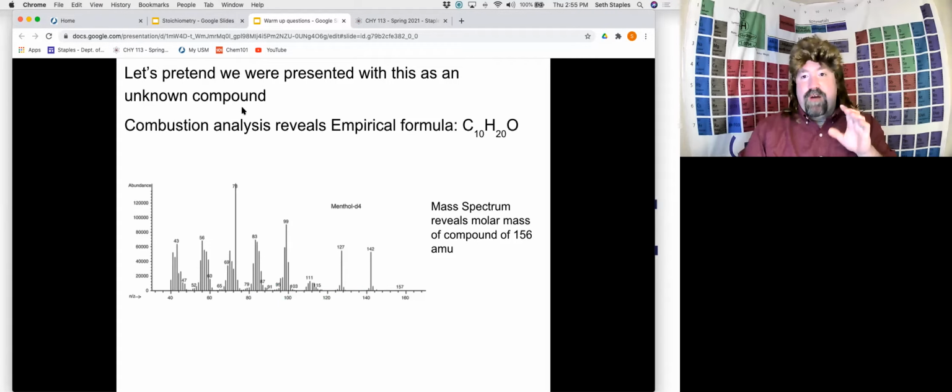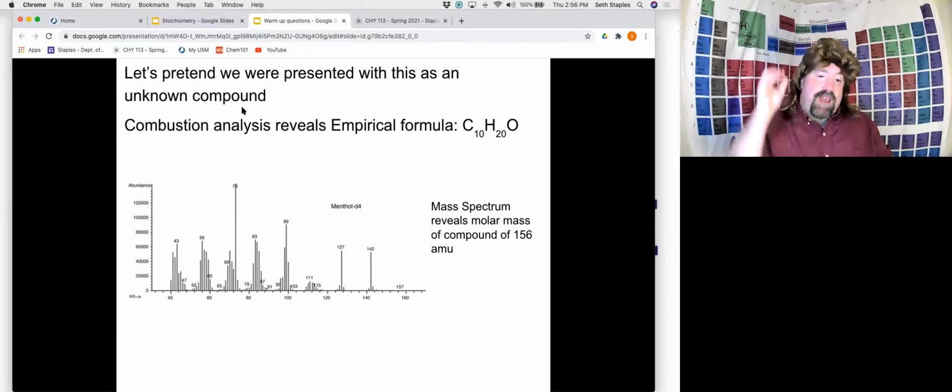So if we're starting out, let's say somebody comes to us with this completely unknown compound. They have no idea what this is. It's just this white powder. They want to know what it is. Well, one of the first things that might be done is combustion analysis, which gives us our empirical formula. We're working in the lab, somebody brings this compound to us, and so we run it through our combustion analyzer, and we do these calculations that we've been learning, and we find that the empirical formula of this compound is C10H20O.